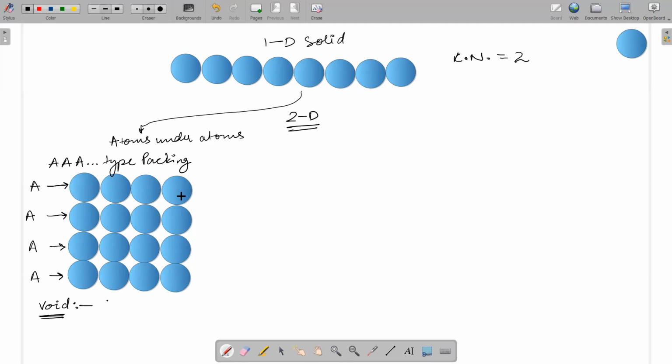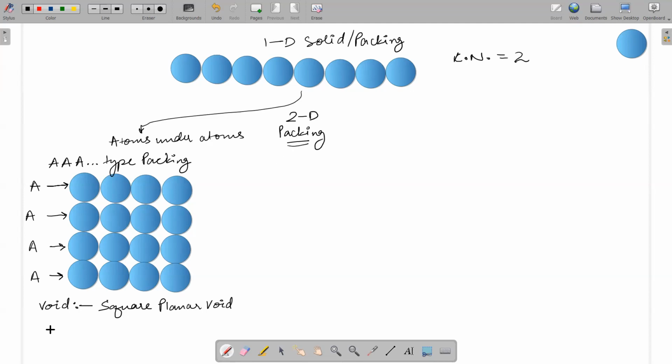So the name here is what? The name here is square planar void. Square planar void. Okay. Now the next thing that you have to know about any kind of packing, right? What we call this is 1D packing. This is 1D solid. This is 1D packing. I mean, we are packing the atoms in a one-dimensional method, and we are packing the atoms here in two-dimensional packing. Okay, this is two-dimensional packing.